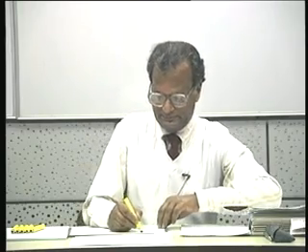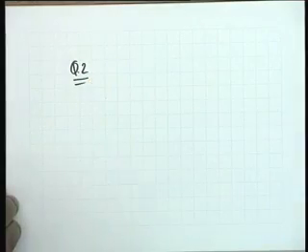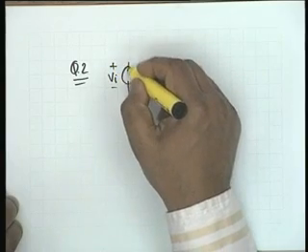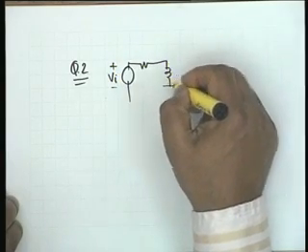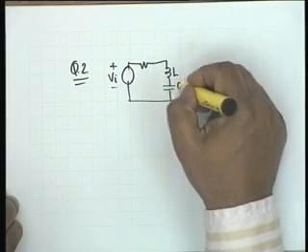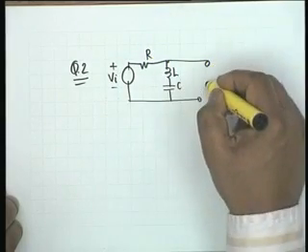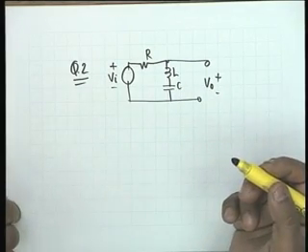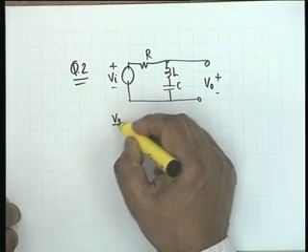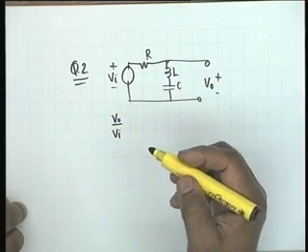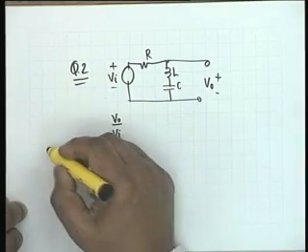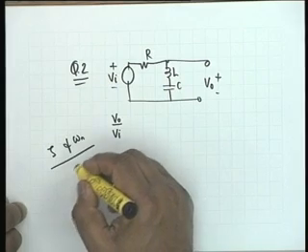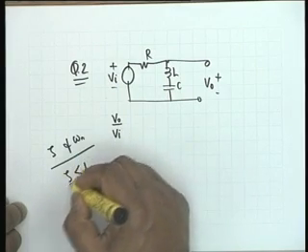Question number 2. The first part was absolutely simple. There is no problem in this. L and C, there are no special values. This is V0. The question was, in the network shown below, write an expression for the transfer function, that is V0 by Vi, in terms of zeta and omega n. And I also stated that zeta is less than 1.